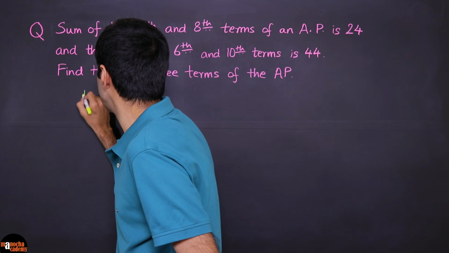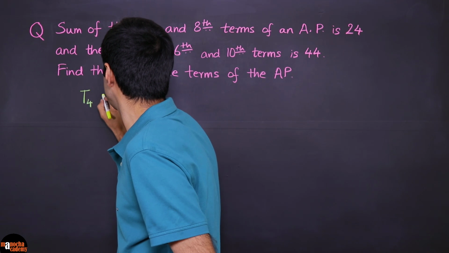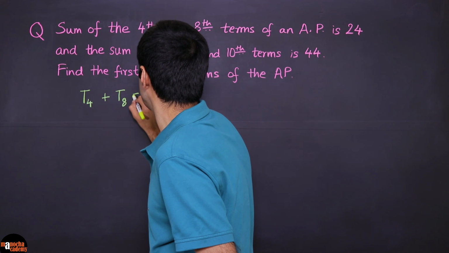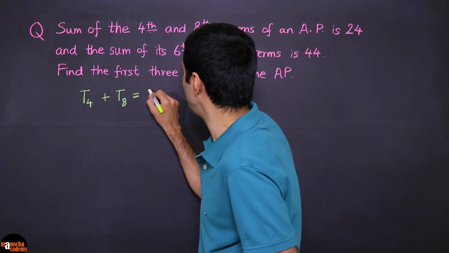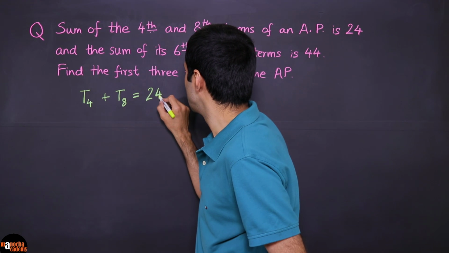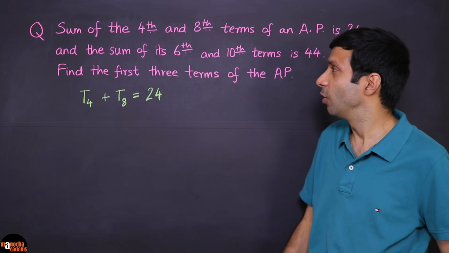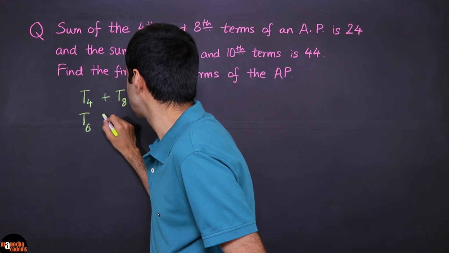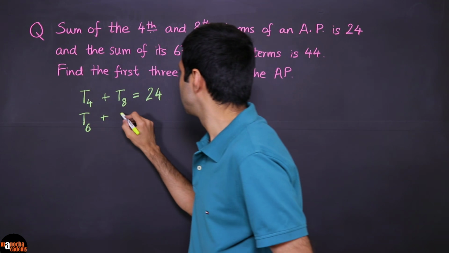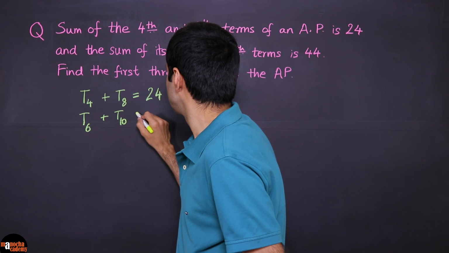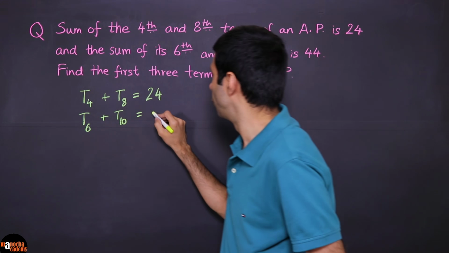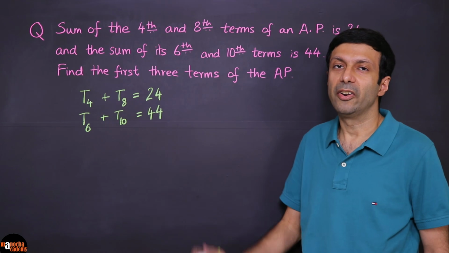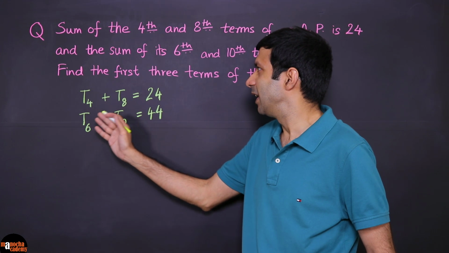Okay? So what are the conditions that we've been given? That the sum of the 4th term, T4, plus T8, the 8th term, is given to us as 24. Okay, so that's our first condition. And now let's look at the other condition. We've been given that the sum of the 6th term, T6, plus the 10th term, T10, is given to us as 44.